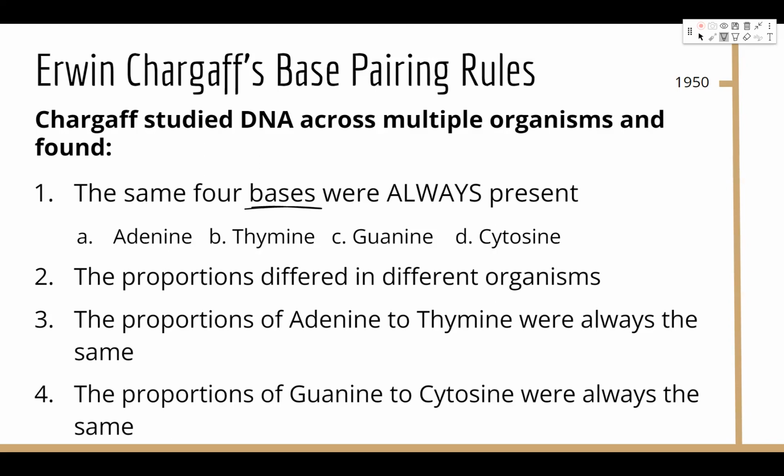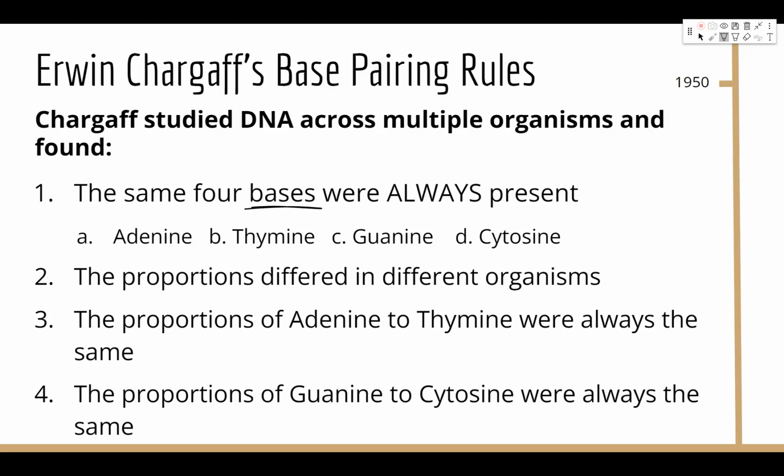He found that the proportions differed in different organisms. That means that the amount of cytosine in our DNA is different from the amount of cytosine in a banana's DNA. The amount of guanine in our DNA differed from a porcupine's DNA. The amount of adenine in spinach's DNA is a lot different than the amount of adenine in a cat's DNA. But here's the kicker. The proportions of adenine to thymine were always the same, and the proportions of guanine to cytosine were always the same.